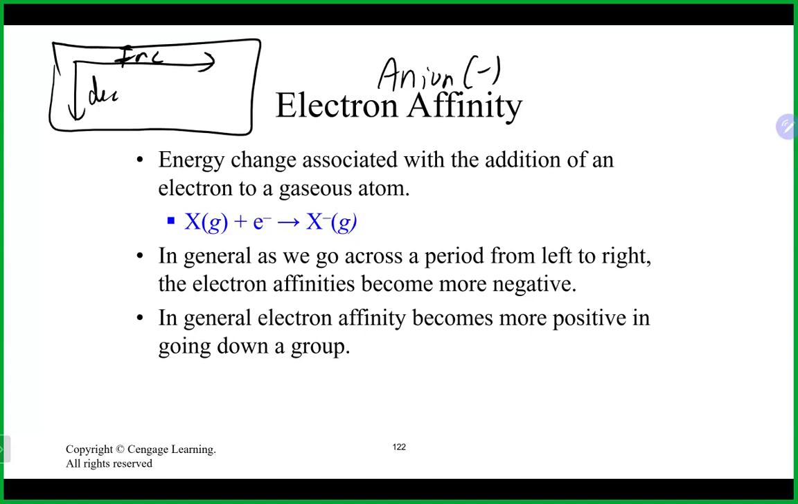Affinity in general means that you like something, right? So those with high electron affinity like to gain electrons. They're pretty successful at doing so. Something with a high electron affinity would want to gain electrons pretty easily.